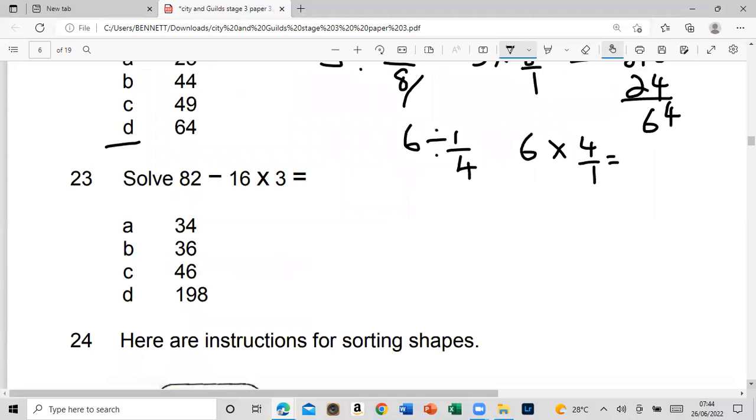Solve 82 minus 16 times 3. Again, remember the BODMAS rule. I have to do this portion here. So we multiply 3 times 16. 3 sixes are 18, 3 ones are 3, and that's 48. So it will be 82 minus 48.